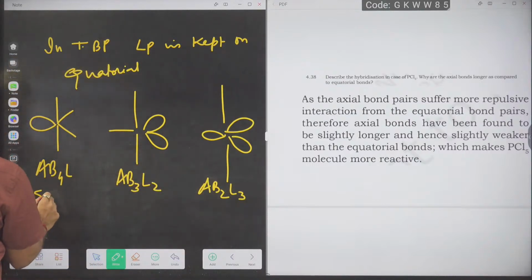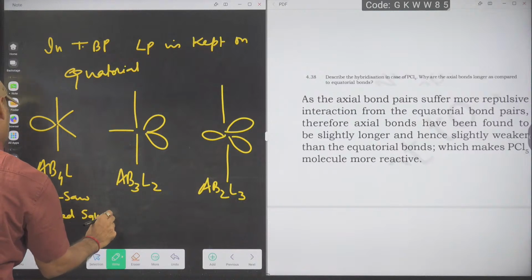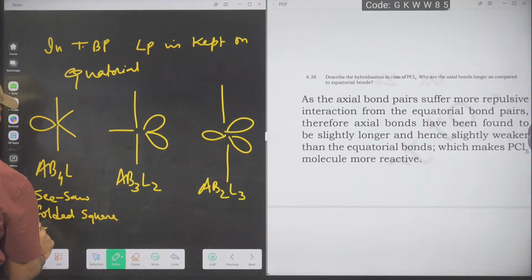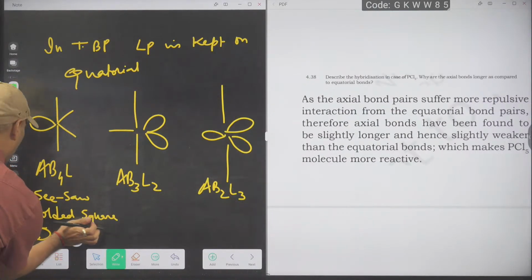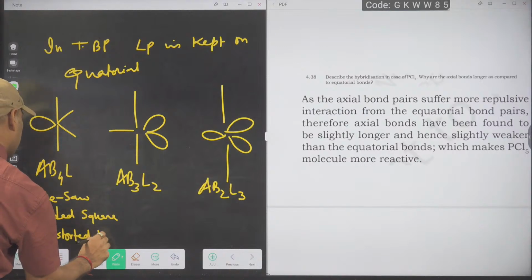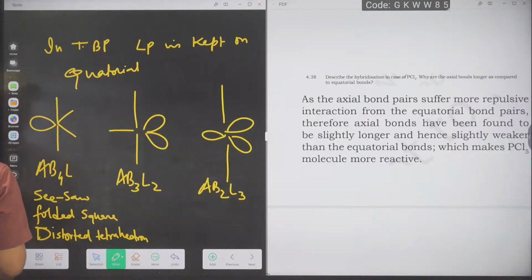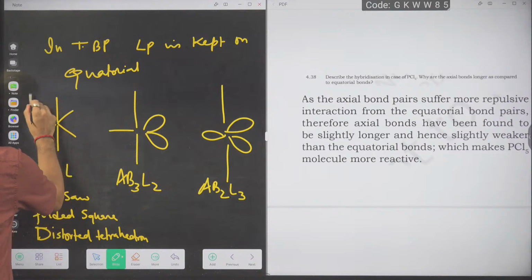Can you comment on all the shapes? Sir, this one is seesaw. Seesaw is also known as, you will say, sir, folded square. I have learned everything. Achha, in NCERT, they have also used the word distorted tetrahedron. Correct or not? Bolo. Distorted tetrahedron. Theek hai? Can you tell me some examples? Batao to, example bata do kuch.